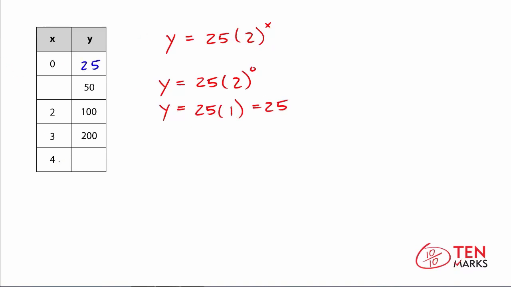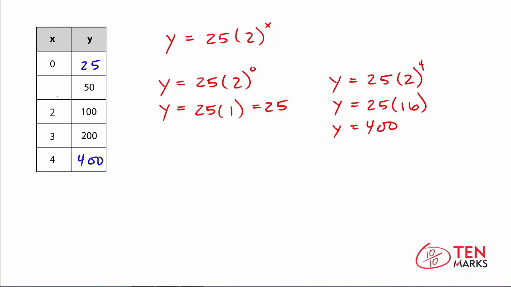And I'm going to do the other one down here when x equals 4. So let's do that one. So y equals 25 times 2 to the x, and in this case x is 4. So multiplying this out, you're going to have 25 times 2 to the power of 4, which is 16. And the product of 25 and 16 is 400. So here we have y equals 400, and we can fill that value into the table here as well.